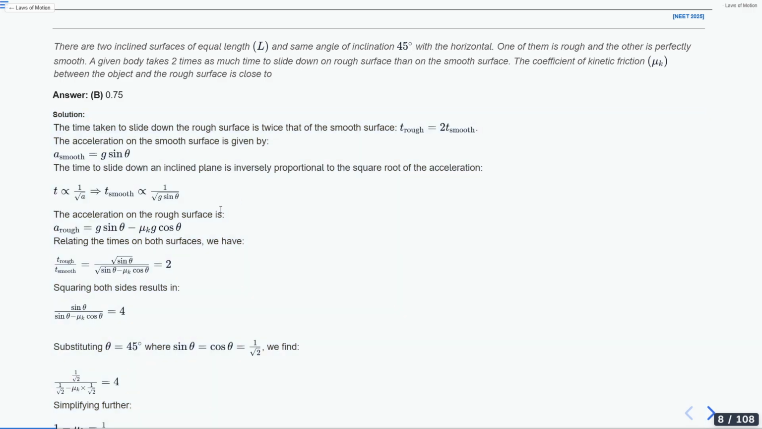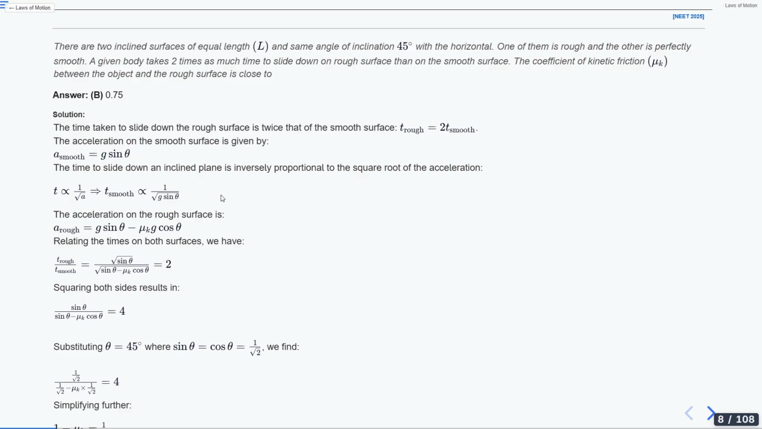Let's look at the solution. The time taken to slide down the rough inclined surface is twice that on the smooth surface, as given in the question. The acceleration on the smooth surface is given by g sine of theta, because the block is going downwards with acceleration g sine of theta. To find the time, we use distance and acceleration, so time is inversely proportional to the square root of acceleration. For the smooth surface, it is inversely proportional to the square root of g sine of theta. And then the acceleration on the rough surface.